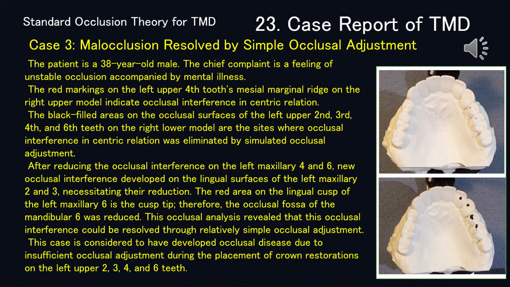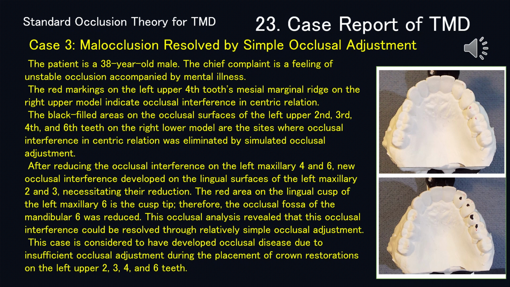Case 3. Malocclusion resolved by simple occlusal adjustment. The patient is a 38-year-old male. The chief complaint is a feeling of unstable occlusion accompanied by mental illness. The red markings on the left upper 4th tooth's mesial marginal ridge on the right upper model indicate occlusal interference in centric relation. The black-filled areas on the occlusal surfaces of the left upper 2nd, 3rd, 4th, and 6th teeth on the right lower model are the sites where occlusal interference in centric relation was eliminated by simulated occlusal adjustment.